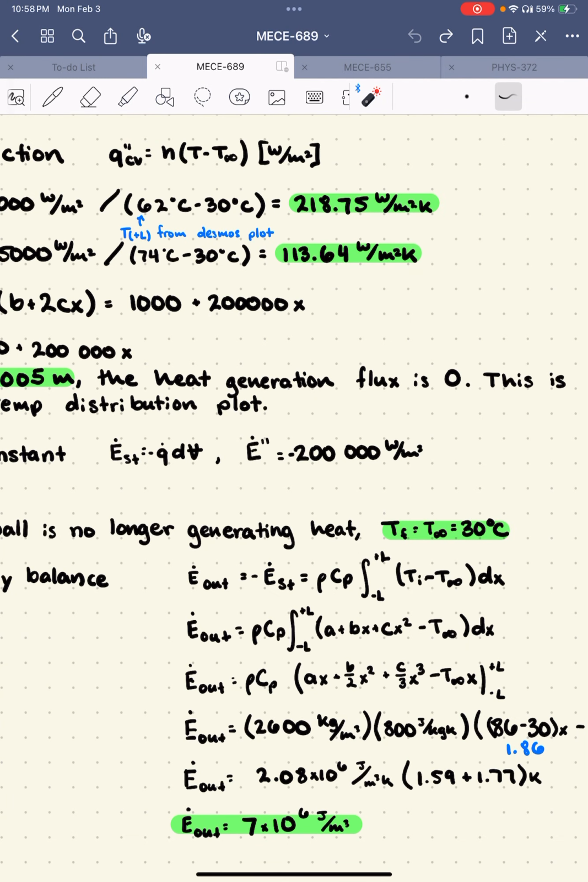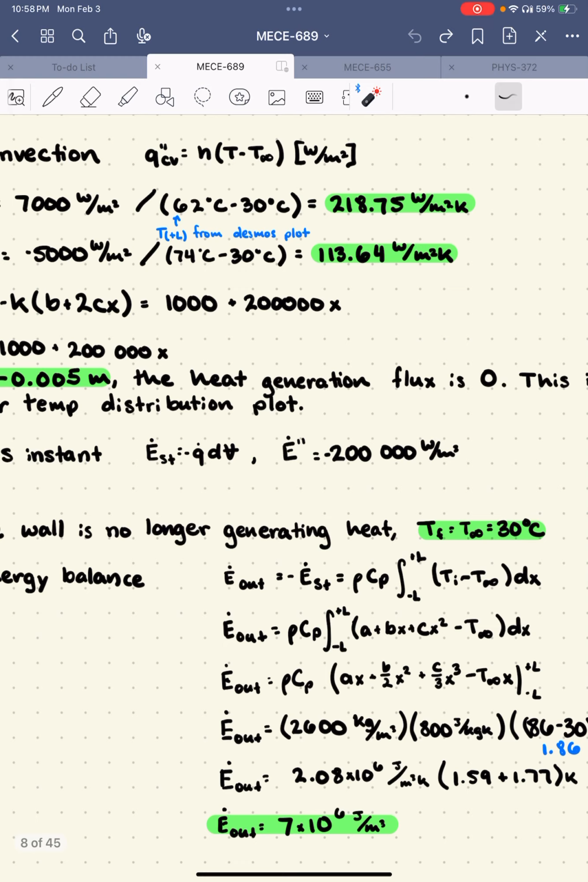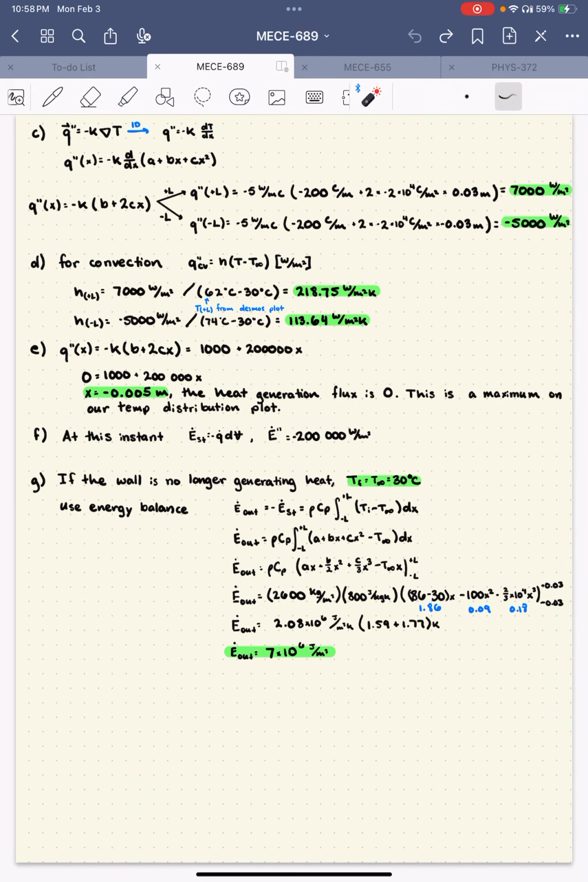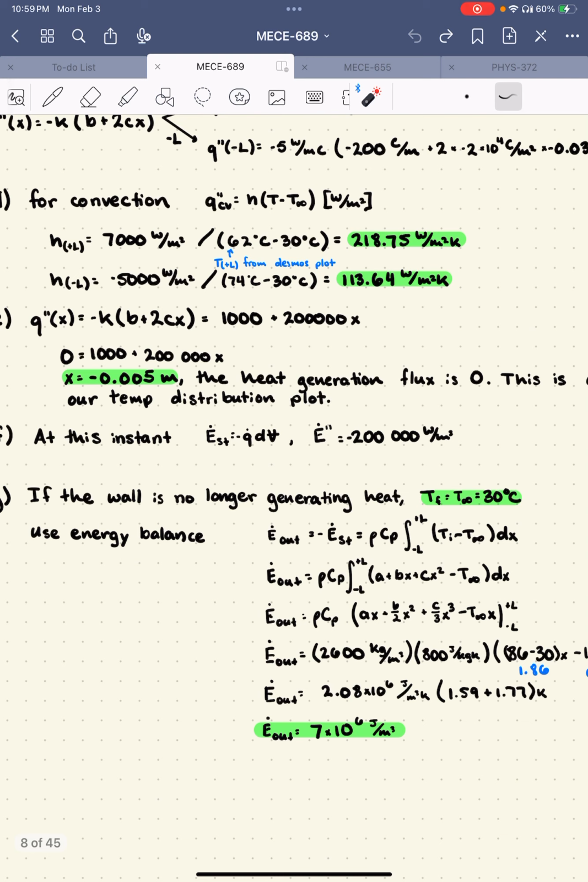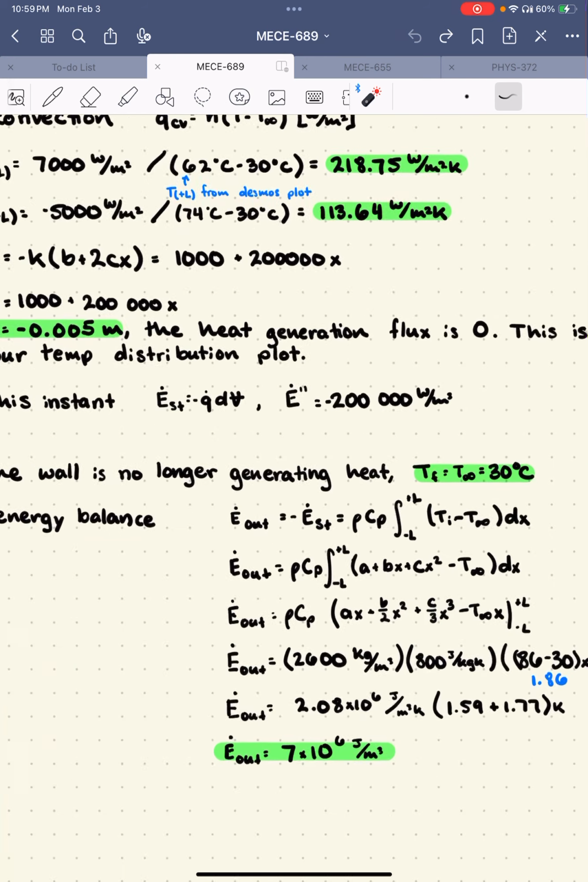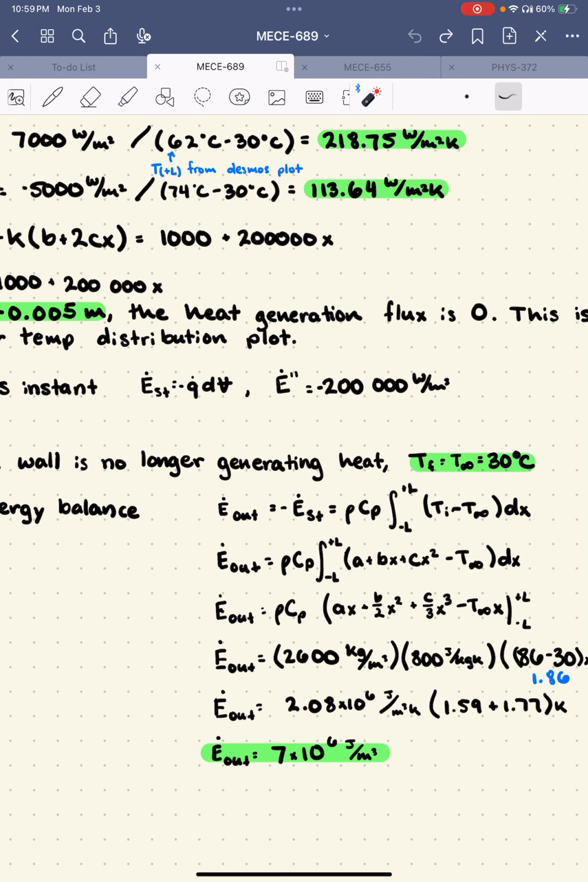After the heat is already all dissipated, we know that the temperature of the wall is going to turn into the temperature of the surroundings, which is defined by 30 C. So in order to figure out the energy out of the part after the heat generation has been removed, we're going to set E out equal to E ST, which is equal to rho Cp times the integral from negative L to positive L of (Ti minus T infinity) dx, where Ti is the temperature distribution at the initial point, and T infinity we know is 30 C.